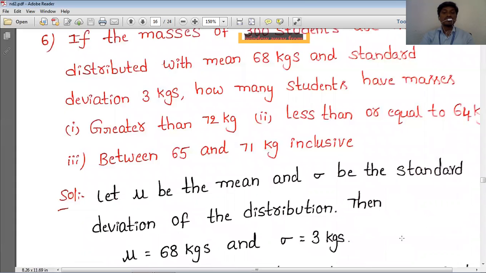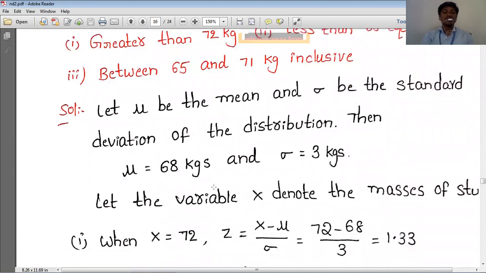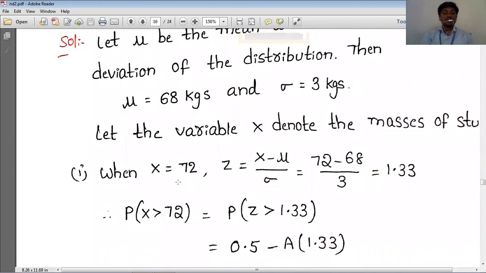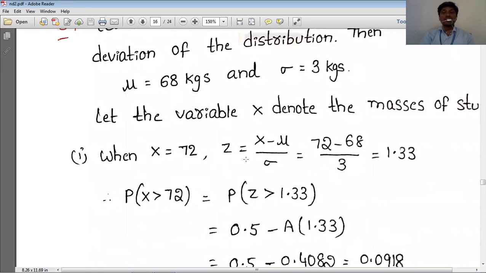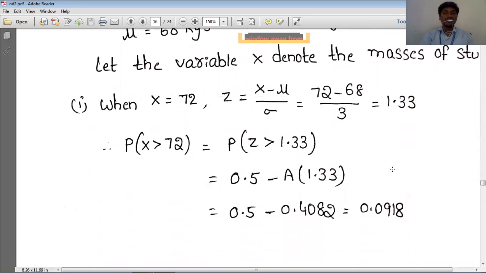They just change the words. See, mu is the mean, sigma is the standard deviation, what they mentioned. First question, what is that? Greater than 72 kg, then 72 minus 68 by 3 is 1.33, and simply you need to remember these formulas. If it is P of Z greater than Z1 and Z1 is greater than 0, then which formula? 0.5 minus area of Z1.